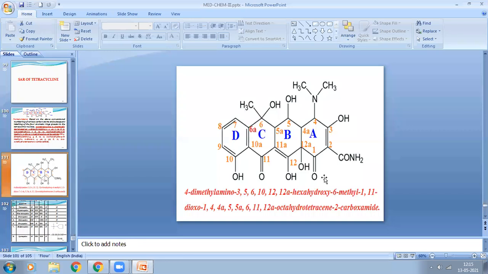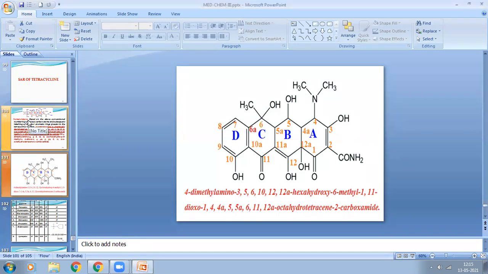In the 2 position, an amide functional group is present. That's why it is called 2-carboxamide. And this is octahydrotetracene. In all these 8 positions, hydrogen is removed and another functional group is placed. So although the hydrogen is removed, the name hydro stays intact. That's why it is called octahydro. So this is the nomenclature of oxytetracycline.